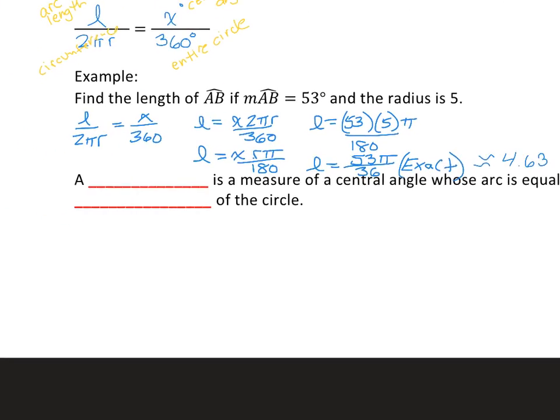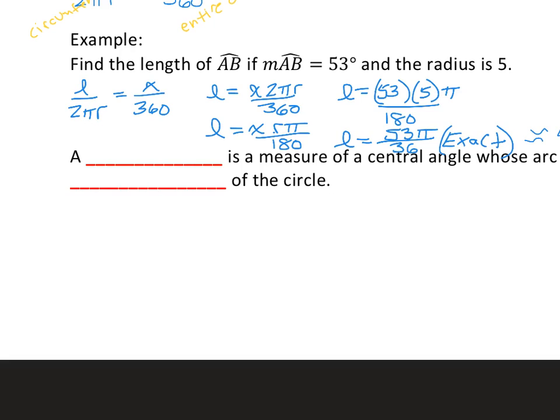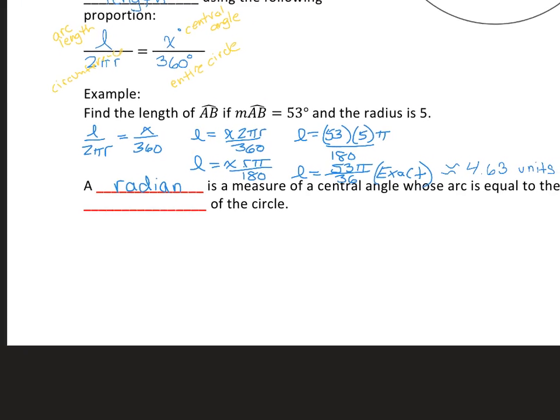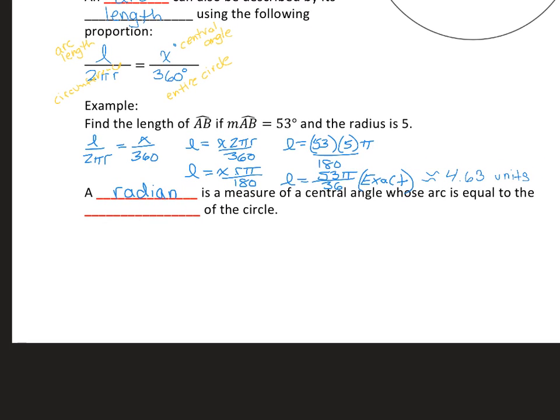So this leads us into a discussion of a new unit of measure. Big topic and very important in pre-calculus. It's called a radian. A radian is another unit of measure for angles. Up until now, we've pretty much entirely worked angles using degrees. A radian is another description of an angle, and a radian is basically a measure of that central angle whose arc is equal to the radius.